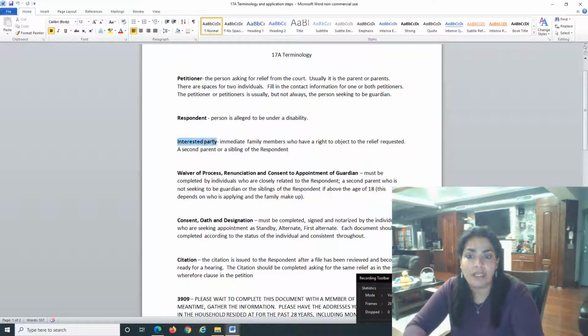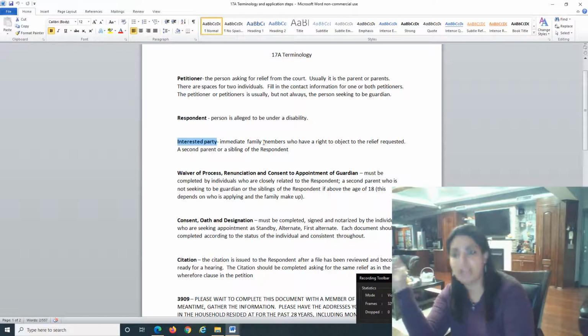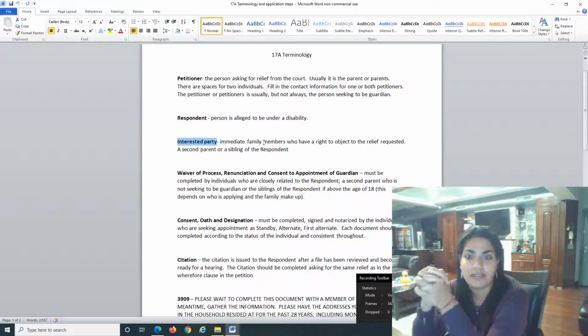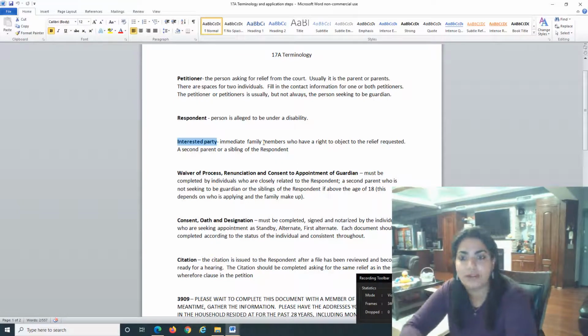An interested party is an immediate family member who has a right to object to the relief requested. For this particular set of papers, that's what interested party is. The interested party can mean different things in other contexts, but for your purposes right now, that's who your interested parties are. It's the people who have a right to object to the relief. So if you're the parents coming in, all siblings have a right to object. If you're a grandparent coming in, well, the grandparents on the other side also have an opportunity to come in. So it's anybody on that same playing field as you that has a right to come in and object to the relief that you're requesting.